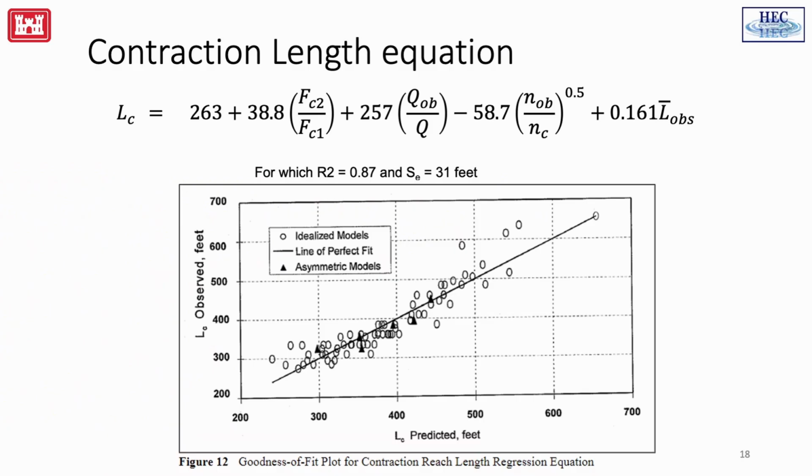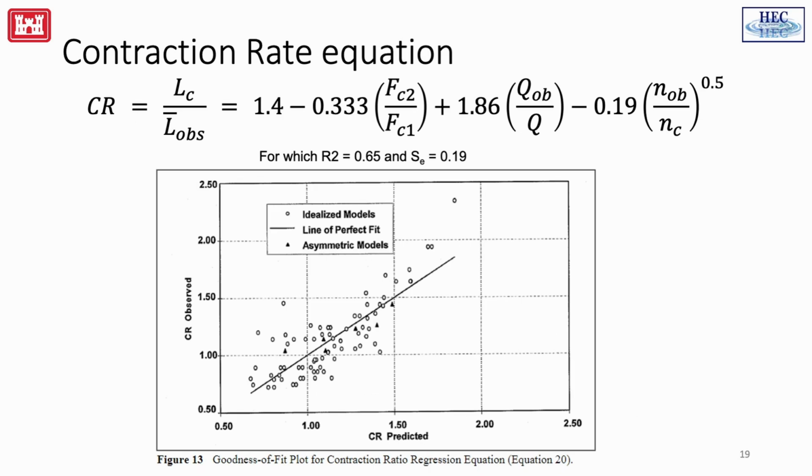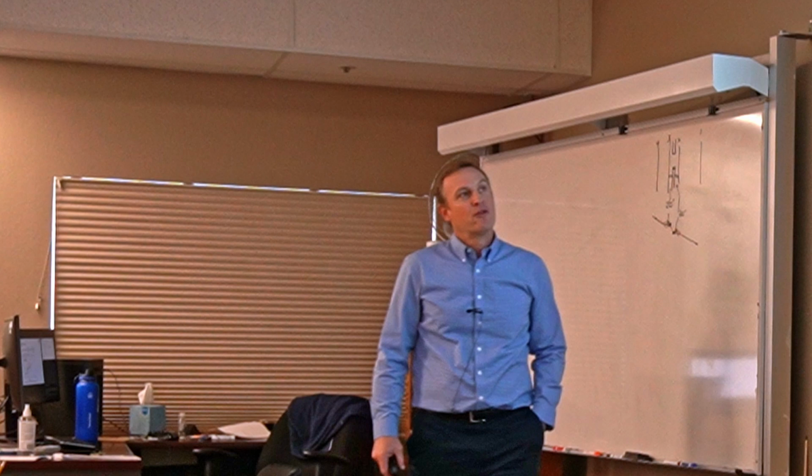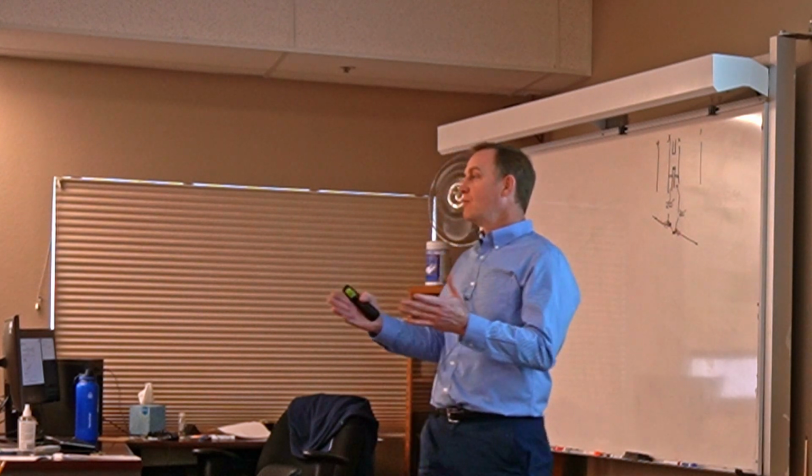If you want to get some actual mathematical distances, there are some regression equations you can use to estimate how long the contraction reach is going to be. And as you can see, this is lying on about a 45 degree line where the observed was about what was predicted with the regression equation. So it's about 1:1. For the contraction rate equation, again, we're hovering right between 1 and 1.5. So those are contraction expansion ratios.